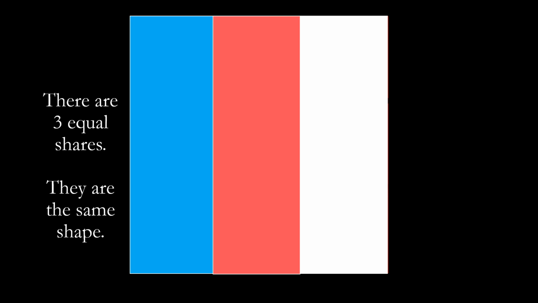We could even do it like this. Okay, we have 3 equal shares, and they're the same shape. So they're the same shape, and there's the same amount in each block. So imagine if this is a cake, okay? And if everybody gets one rectangle, they're getting the same amount of cake.